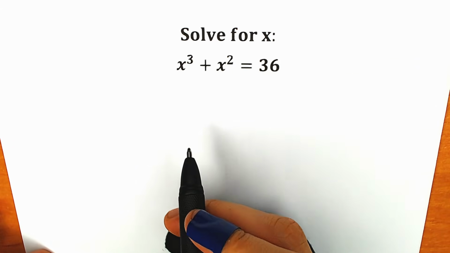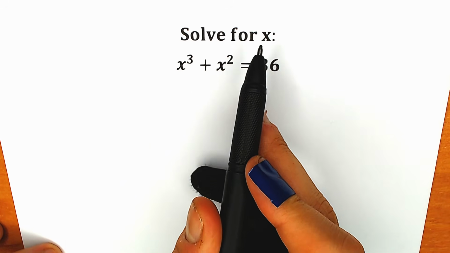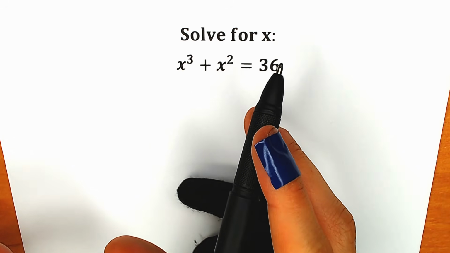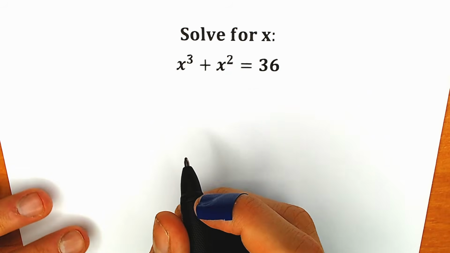Today we have a great cubic equation, x cubed plus x squared equals 36. We need to solve this equation for x. If you have your solution or approach, you can also write it in the comments below, and then we will check our answer. So it will be really interesting.